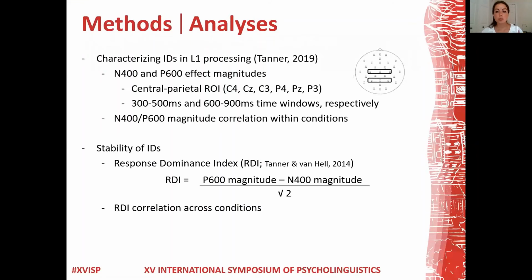Second, in order to determine the stability of the effects and address research question 2, for each participant, we calculated their RDI using this formula from Tanner, which consists in fitting each participant's least square distance from the equal N400 and P600 magnitude line that I was showing before. And then what we did is run correlation analysis with RDIs for all 3 different experimental conditions.